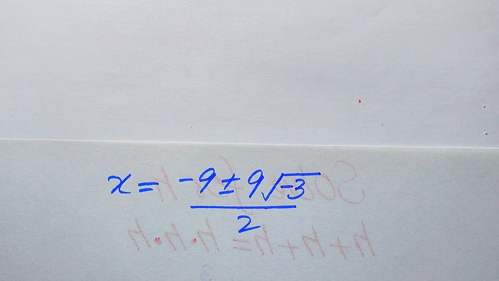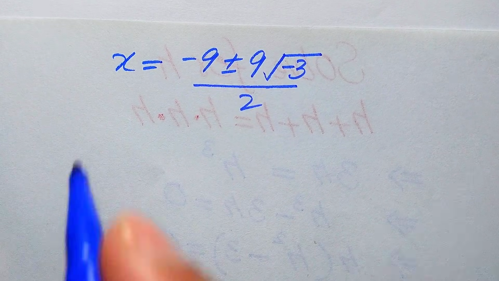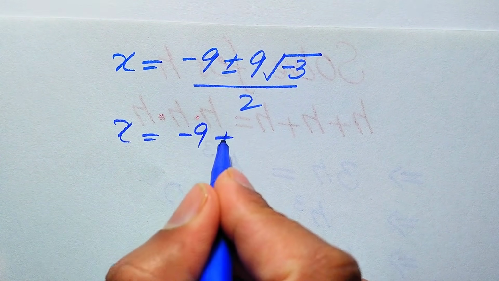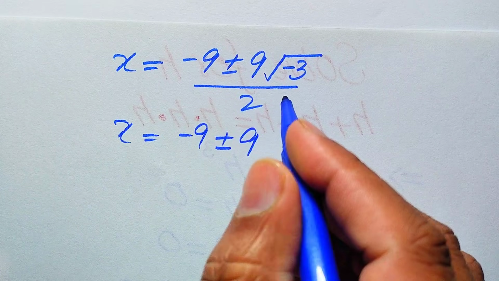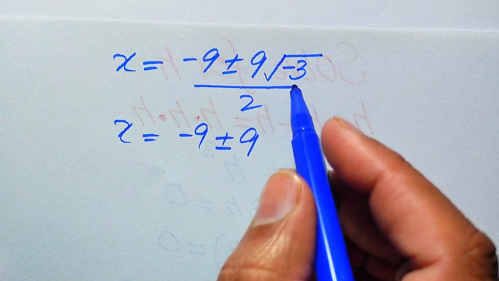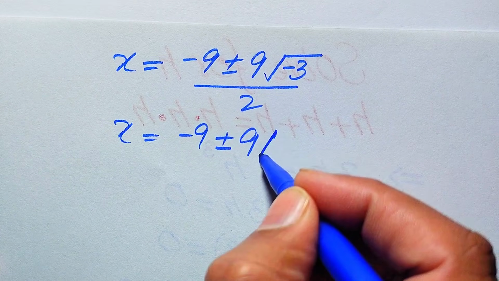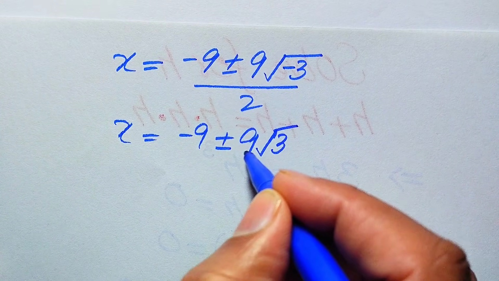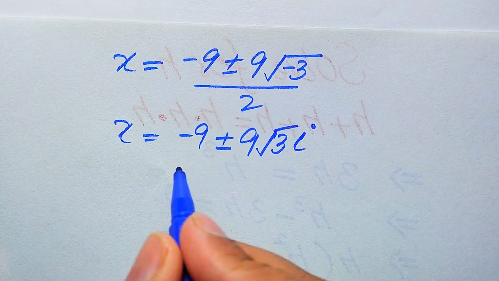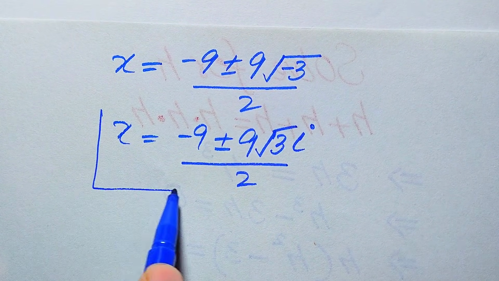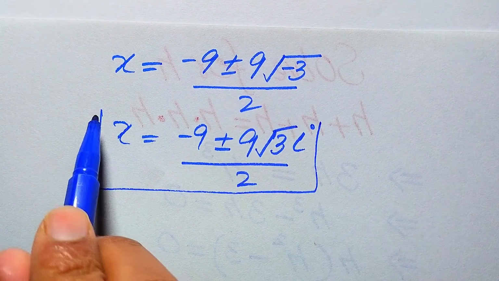So here we need more simplifications, and it becomes x is equal to minus 9 plus minus 9 times the, here you see that a negative sign appears inside the square root, so it becomes iota, and we get plus minus 9 times the square root of 3 times iota, and it is divided by 2. So these are the other two complex roots of the given equation.